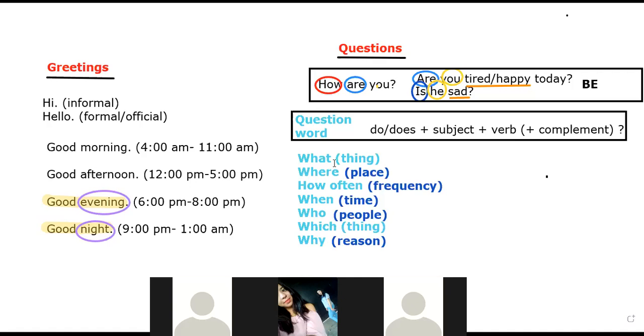Okay, so these are some of the question words that we can use. And after the question words, we use do or does plus the subject plus the verb. And we can use a complement. So let me give you some examples of how this would work.